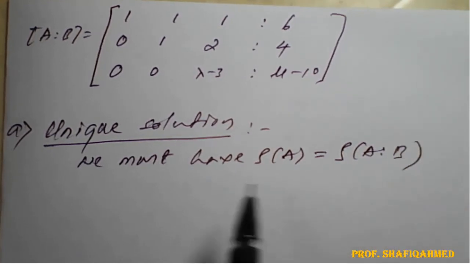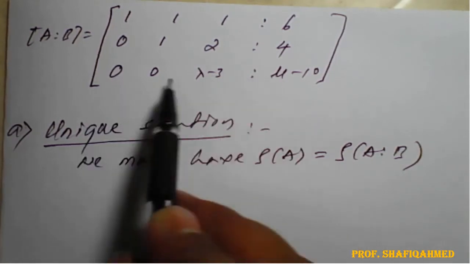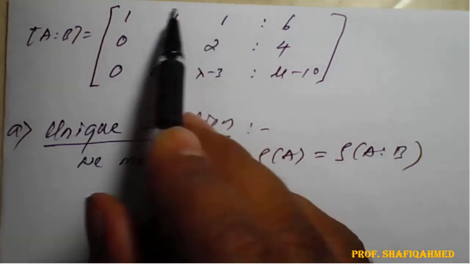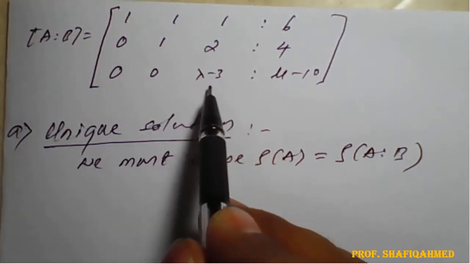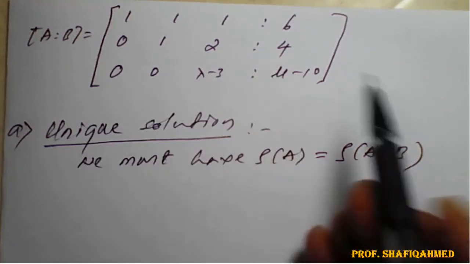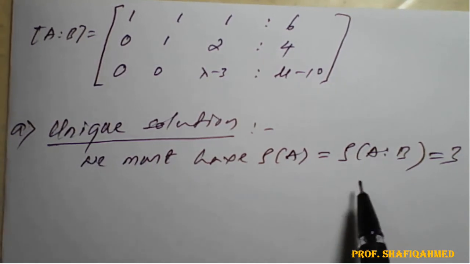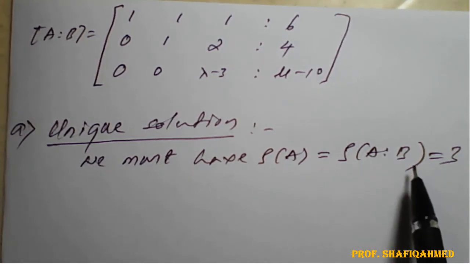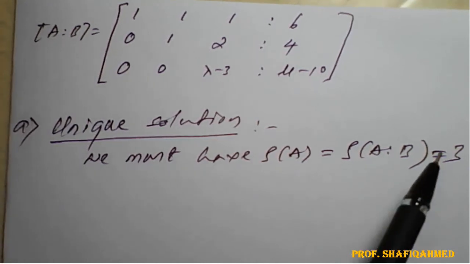So here the rank is 3. For the rank of the augmented matrix, because we don't know the lambda value, we'll consider it has some value. Therefore the rank is 3 here, and here also the rank is 3. So I can say that it is a unique solution if the rank is 3.